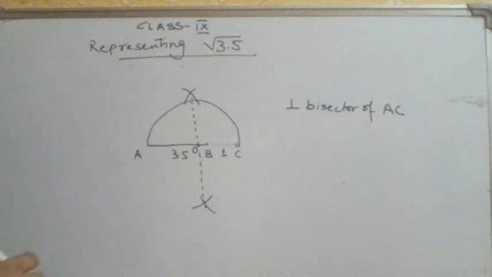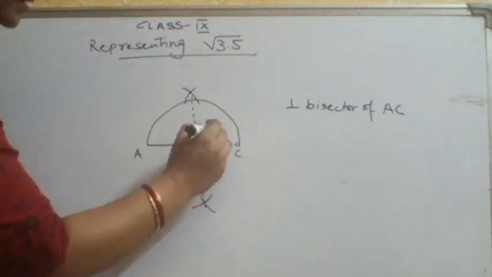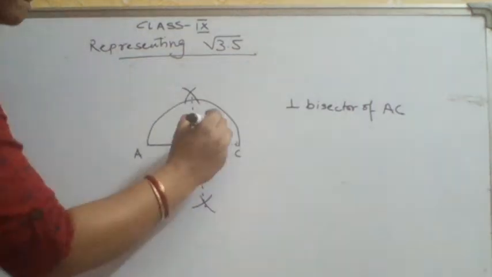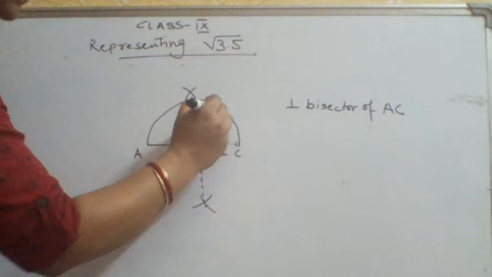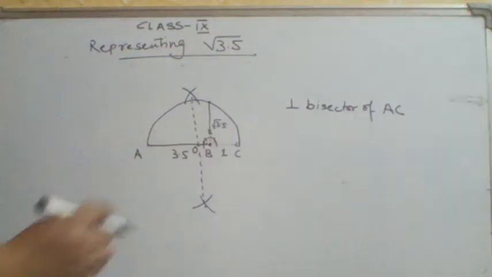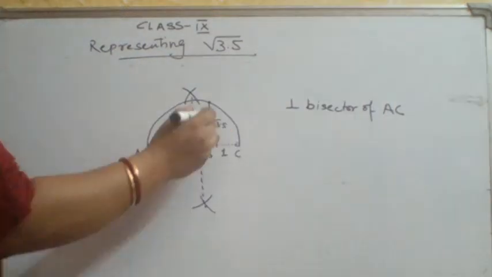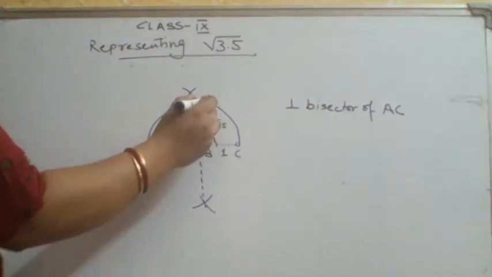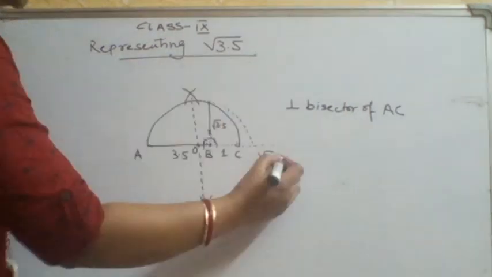Now at point B, if you draw a perpendicular, a right angle over here like this, then this line segment is equal to under root 3.5. Now if you take this length, come back to point O, and mark it, this will be your point of under root 3.5.